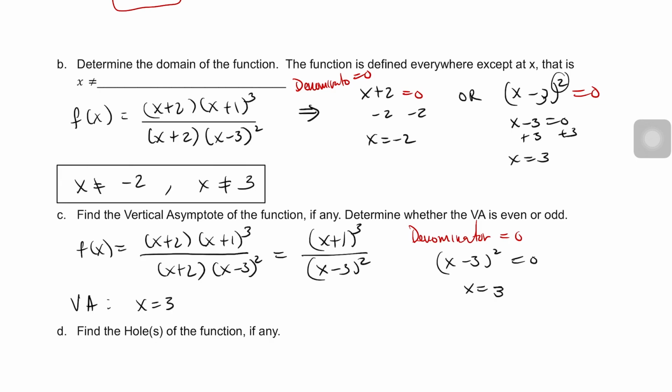Now, to determine whether this vertical asymptote is even or odd, all we have to do is look at the power of the factor of that vertical asymptote. That power happens to be a 2. A 2 is an even number. So therefore, we're going to say this is an even value. What's important about that is it will help us understand the shape of the graph of this one.